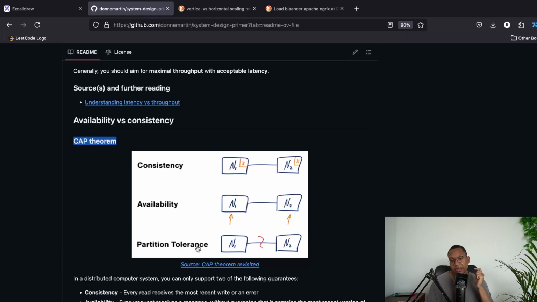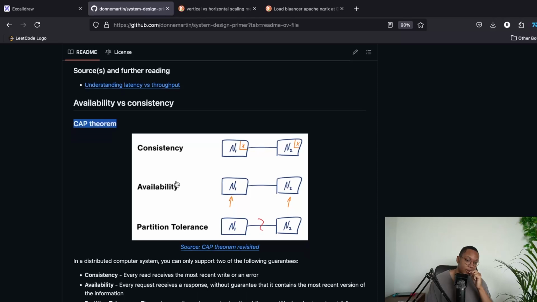Honestly, partition tolerance is the pretty cringe part of it. If you're building a distributed system, you always want partition tolerance. So the CAP theorem states that you can only choose two. You have these three options, pick two. But in a distributed system, you always want this one, so you really can only pick between these two.